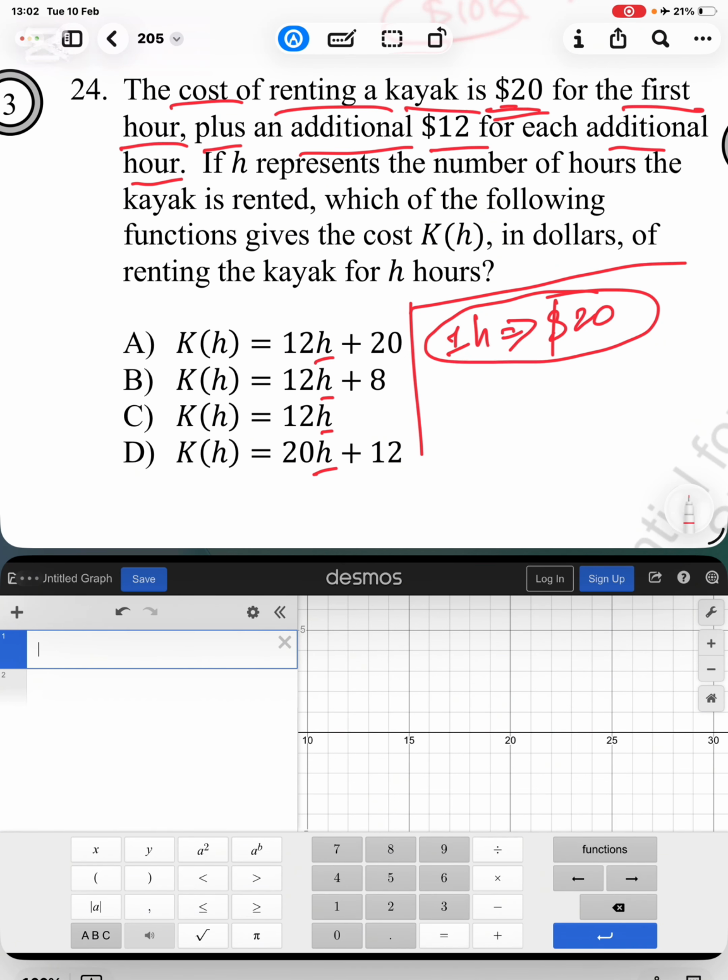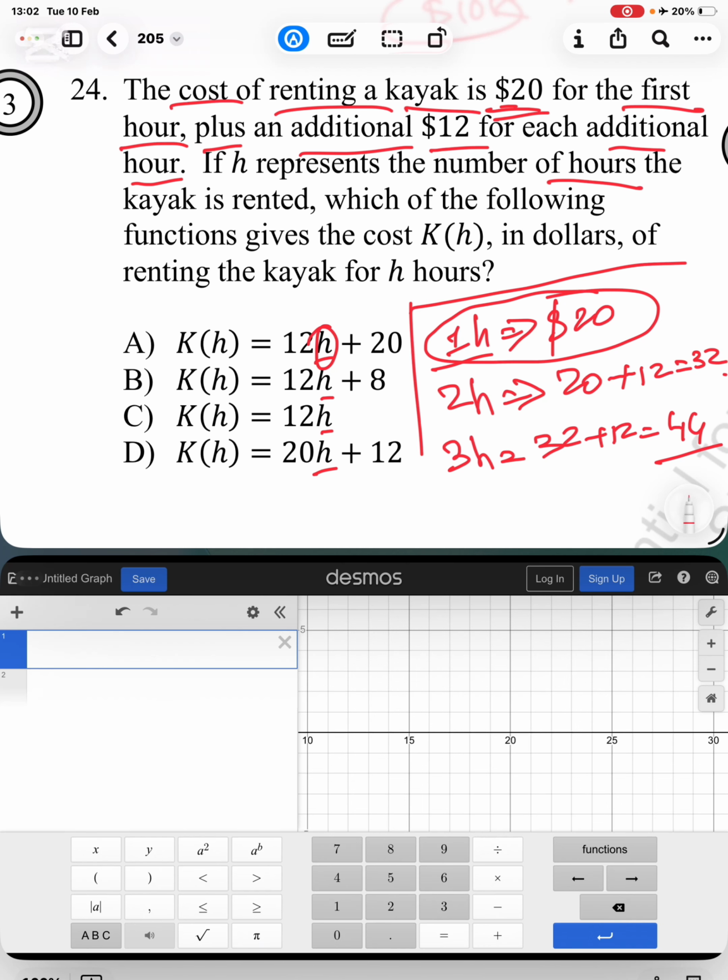And the next 2 hours is going to be 20 plus what? 12, which will be 32. For the third hour, 32 plus 12, it's going to be what? $44 for the next part. In this case, what do I have to do? We just have to insert 1 to h, because h illustrates the number of hours, and we have to find the kayak's renting cost for h hours.